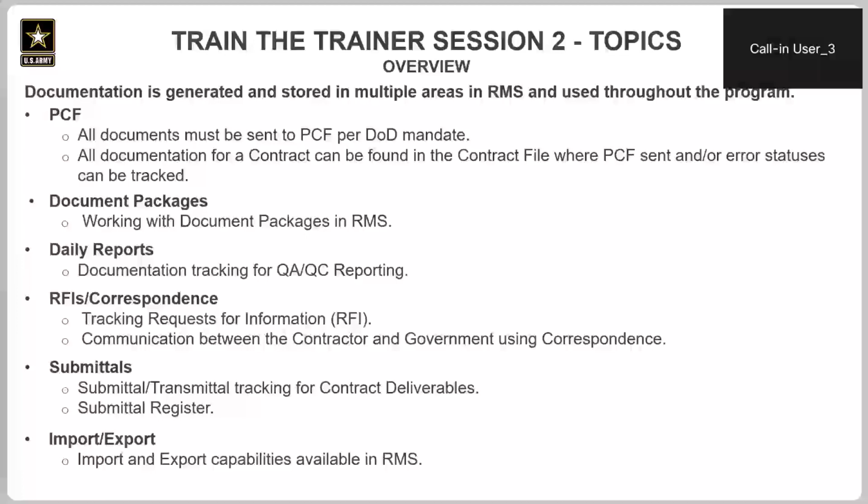We'll also look at RFIs, or requests for information, and correspondence. These areas will contain tracking of RFIs and other communication between the government and contractor. Also, we will take a look at submittals, so submittal and transmittal tracking for contract deliverables and the Submittal Register. And finally, we'll take a look at the capabilities that are available in the import and export module.